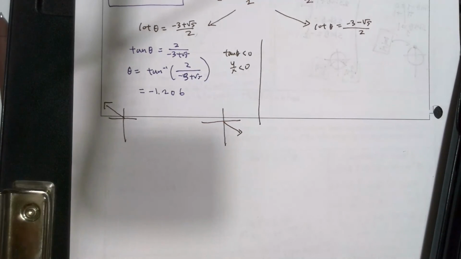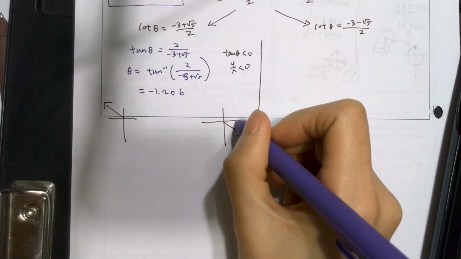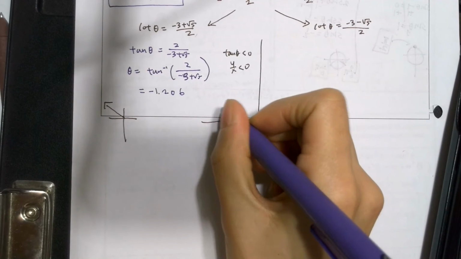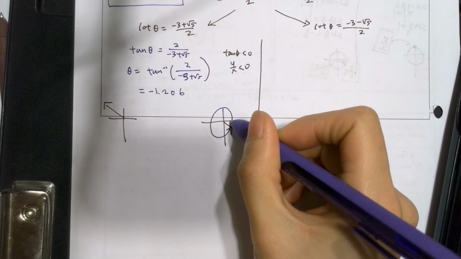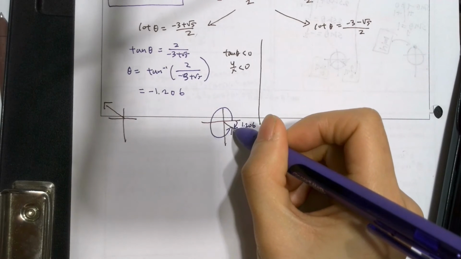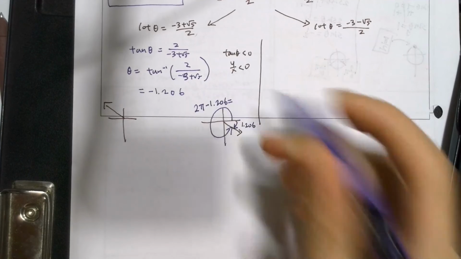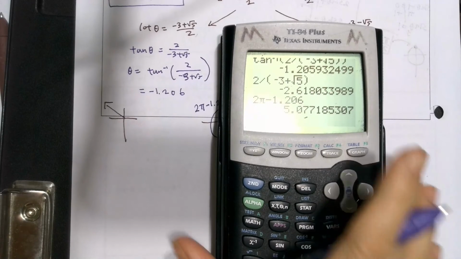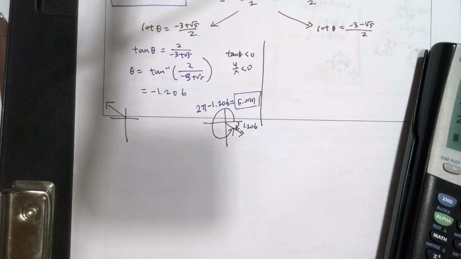So the first answer you got for theta was negative 1.206. That means this much is 1.206. How would I find the actual positive angle going counterclockwise? Well, if it were degrees, you'd do 360 minus that, but it's in radians. So we're going to do 2 pi minus 1.206. That is your reference angle. So go ahead and plug it in your calculator. 2 pi minus 1.206. I get 5.077. So 5.077 is one of your answers from here.